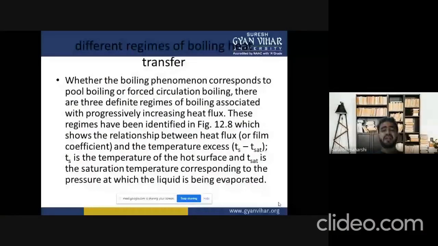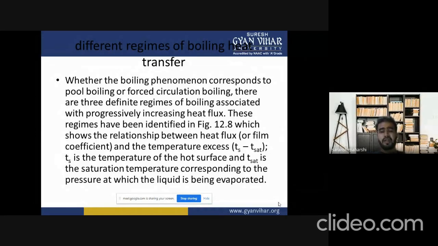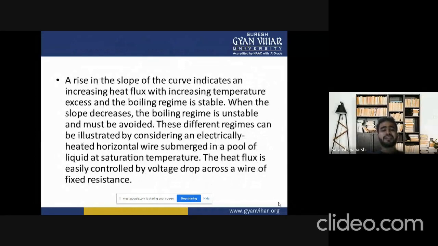These regimes have been identified in Figure 12.8, which shows the relationship between heat flux and the temperature axis, Ts minus T saturated. Ts is the temperature of the hot surface, and T saturated is the saturation temperature corresponding to the pressure at which the liquid is being evaporated. A rise in the slope of the curve indicates an increasing heat flux with increasing temperature, and the boiling regime seems stable. When the slope decreases, the boiling regime is unstable and must be avoided.